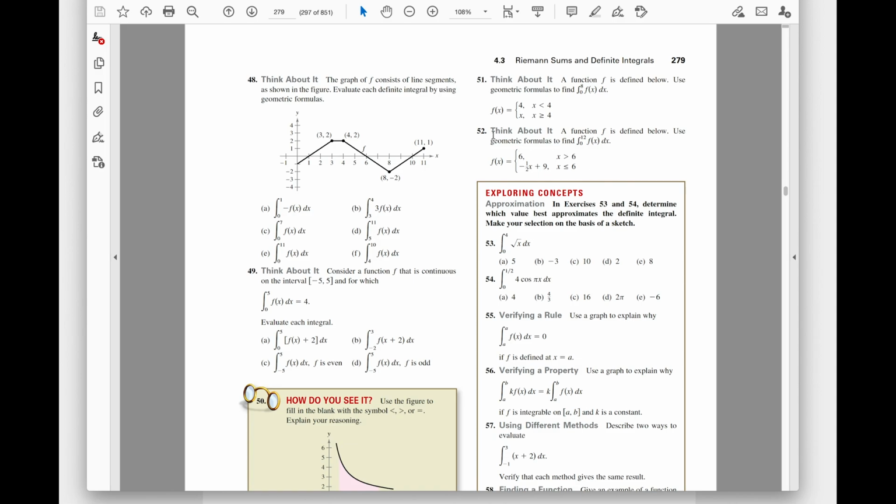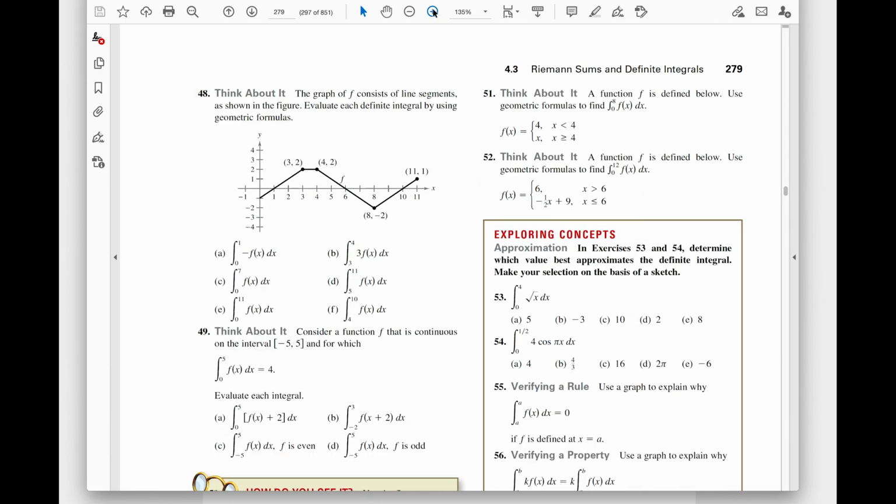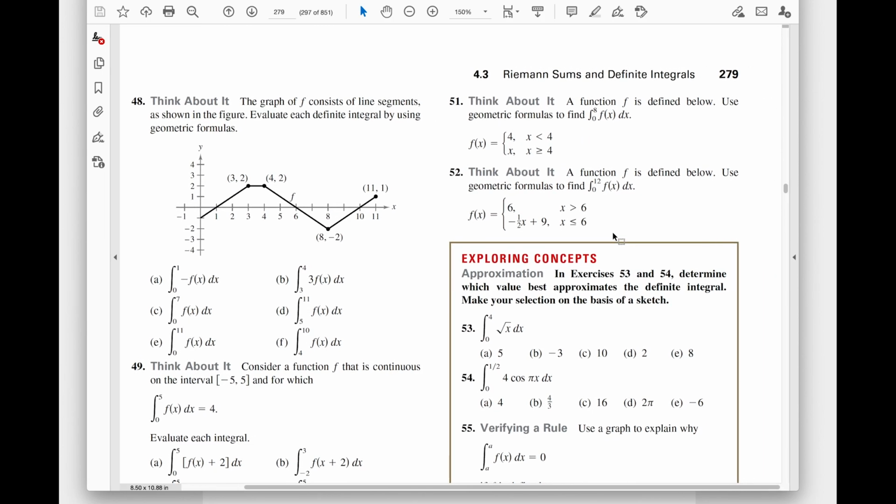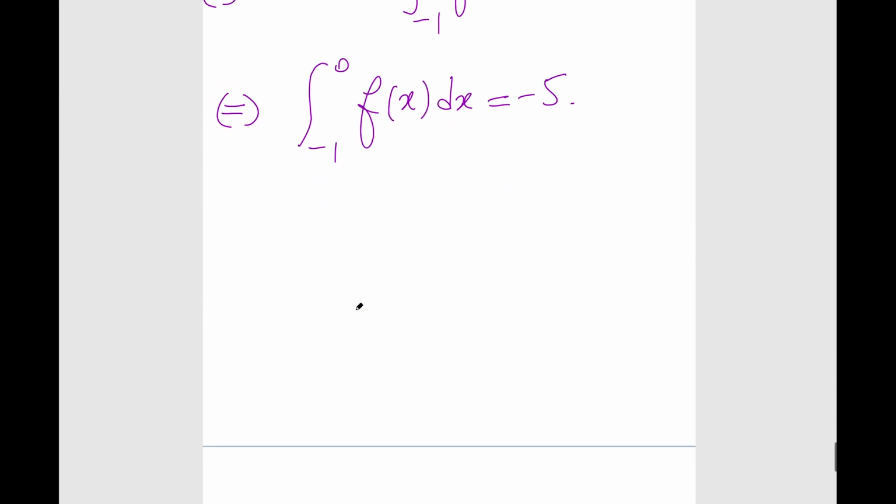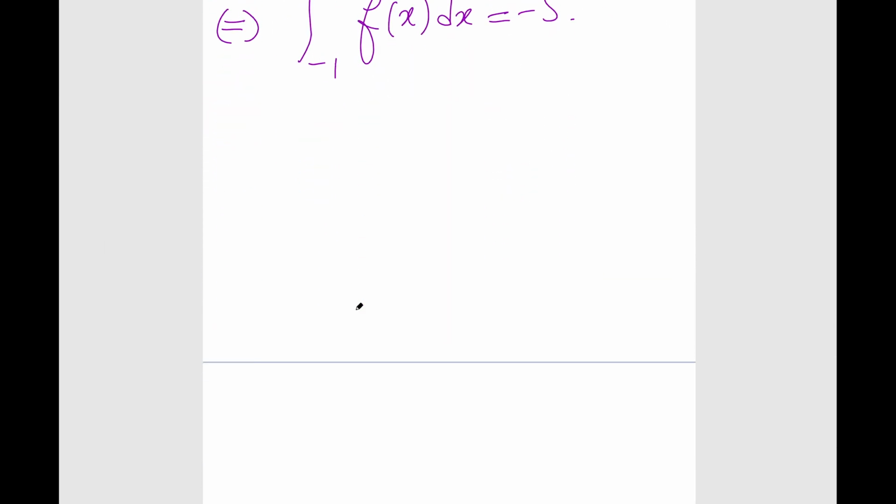How about 52? If function f is defined below, so it's given like this. So this is the function, and they want to use geometric formulas to find that integral from 0 to 12 of f(x) dx, right? Okay, so let's copy that. So this is number 52.